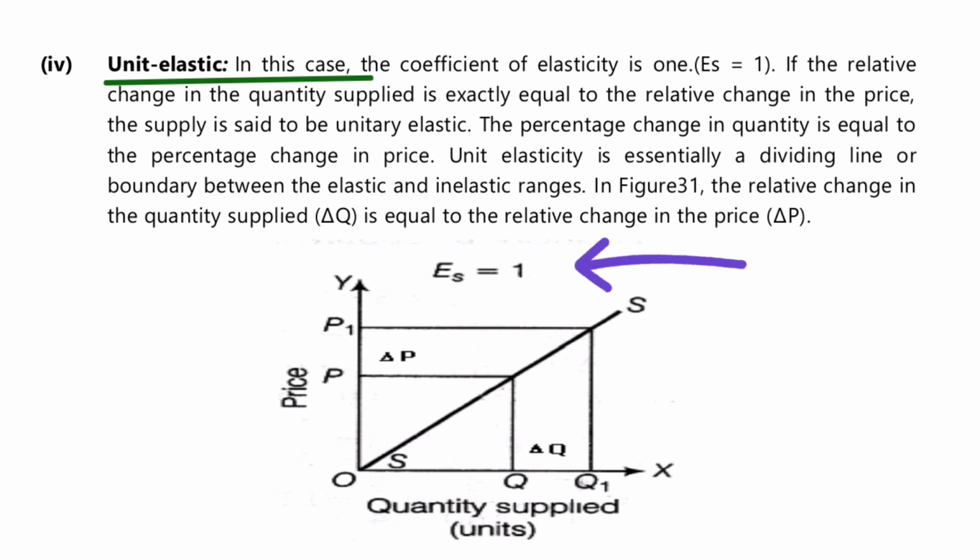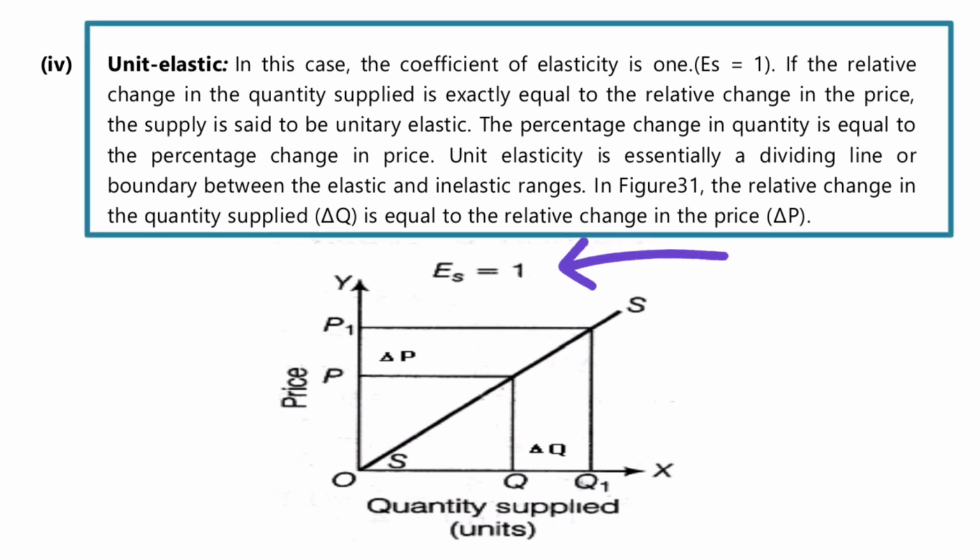Then the fourth one is unit elasticity. Contrary to the other two, unit elasticity means the percentage increase in the price is exactly equal to the percentage increase in the quantity that has been allowed to be sold in the market. That is what is called unitary elastic. ES is equal to 1. Delta P is equal to delta Q in this case.